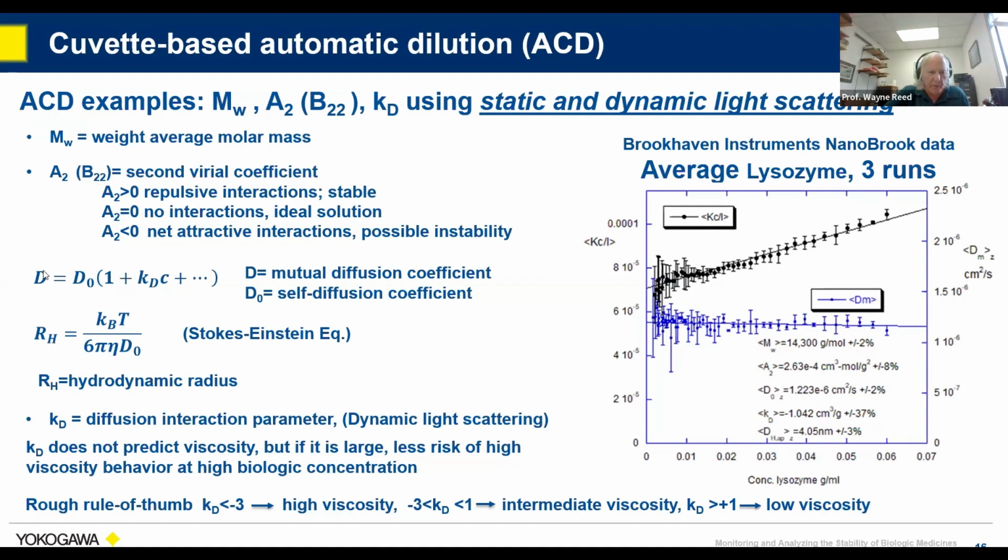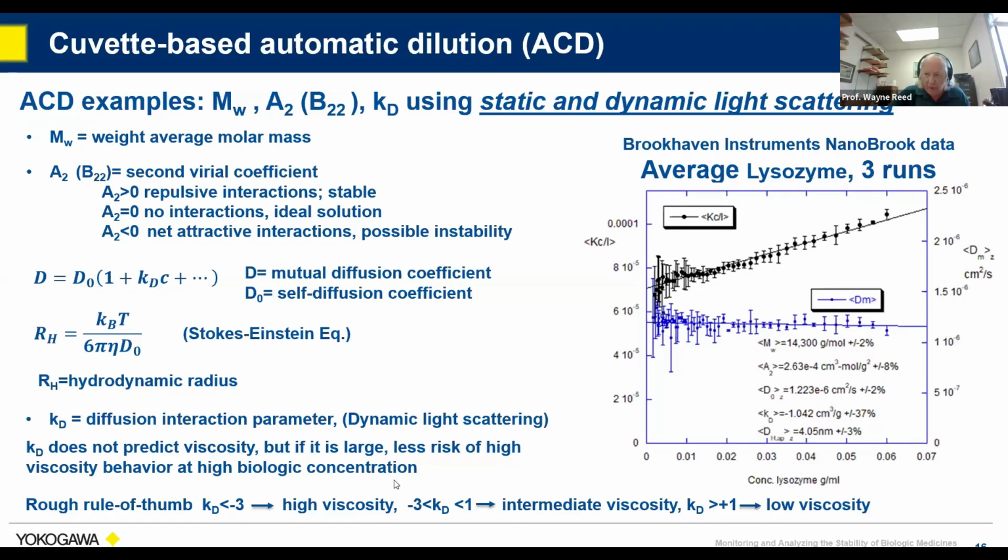With the dynamic light scattering, you get the diffusion coefficient. I won't go into this. You get the hydrodynamic radius. You do also get what's called KD. It's the first interaction parameter in diffusion, which is helpful for assessing. It doesn't measure viscosity, but it kind of indicates it because it's also a hydrodynamic measurement.